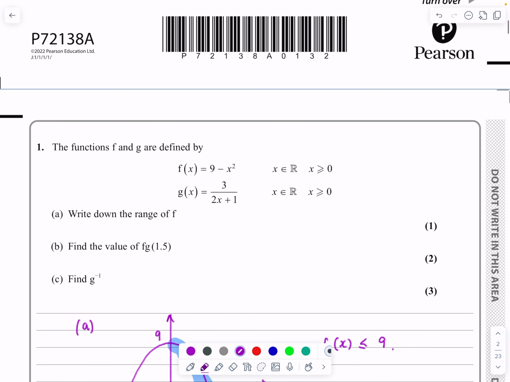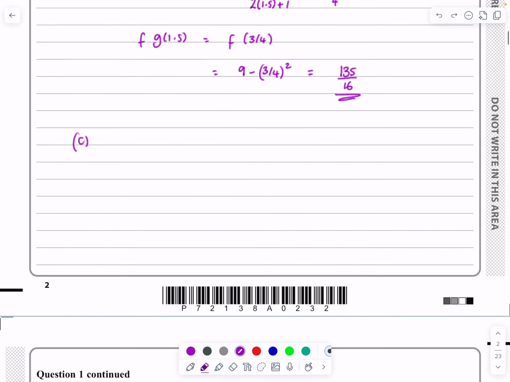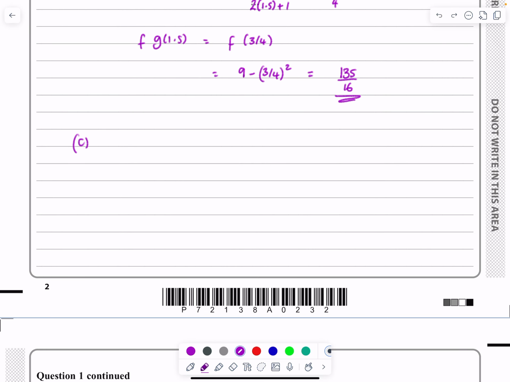Okay, on to part C. Part C is the inverse of g. So if we've got g here, in order to work out the inverse, we need to just set it as y equals and then rearrange. Be aware of the fact that we will need to state what the domain is. So if g is equal to 3 over 2x plus 1, then we set, as I said, y is equal to that, and now just rearrange and make x the subject.